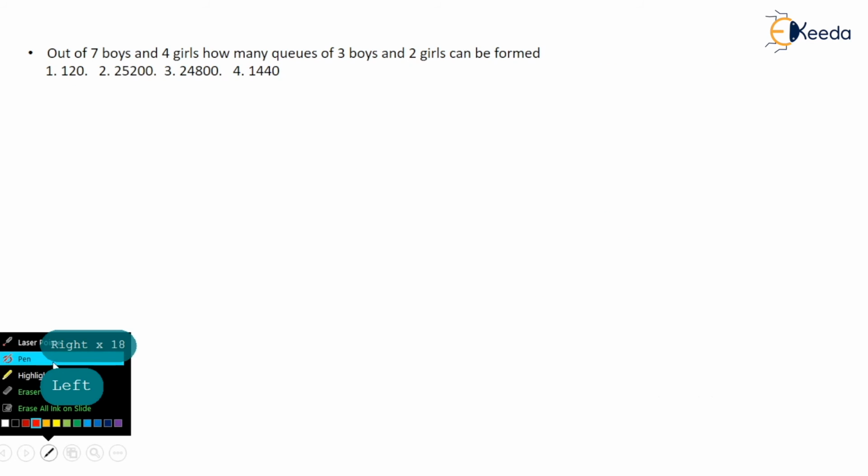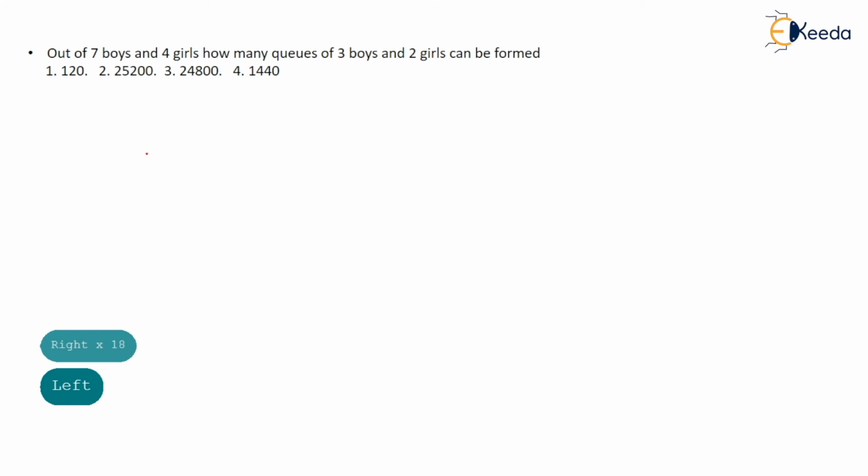Okay. So here is a question: out of 7 boys and 4 girls, how many queues, meaning lines, of 3 boys and 2 girls can be formed? So out of 7 boys, you have to select 3 boys. And I told you, whenever there is 'and', you multiply, and whenever there is 'or', you add. So 'and' means multiply. So from 4 girls, you have to select 2 girls.